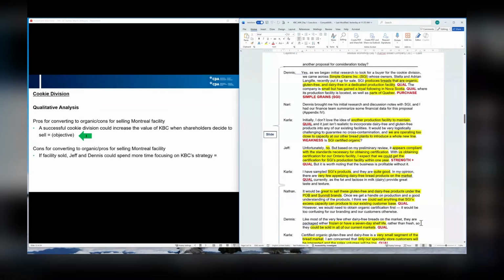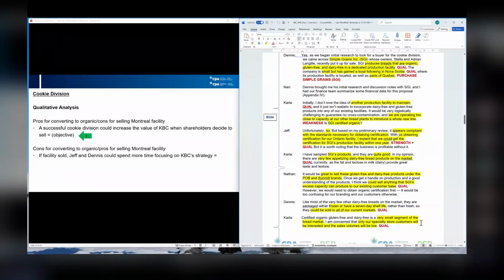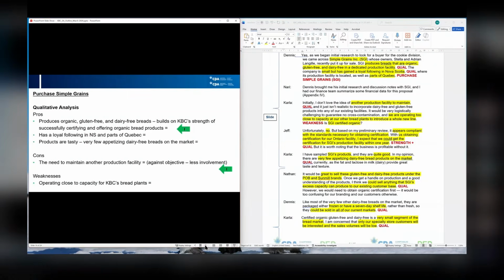So now the next few paragraphs give us some good insight into Simple Grains Inc. So let's extract that relevant information. Quite a few pros, some cons. So first of all, from a pros perspective, they produce organic, gluten-free, and dairy-free breads. So that helps build on KBC's strength of successfully certifying and offering organic bread products. Another example of integration. They have a loyal following in Nova Scotia and parts of Quebec. And their products are tasty, which is important, as there are very few appetizing dairy-free products on the market.